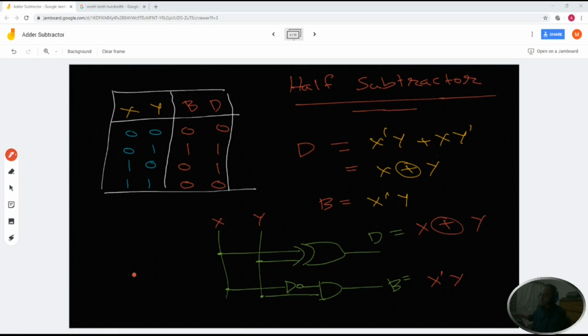So that's all for this lecture. In the next lecture we will learn about full adder and full subtractor.